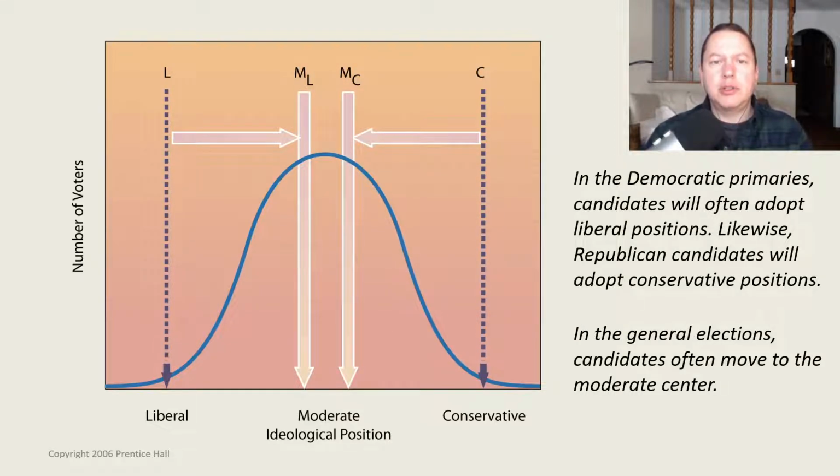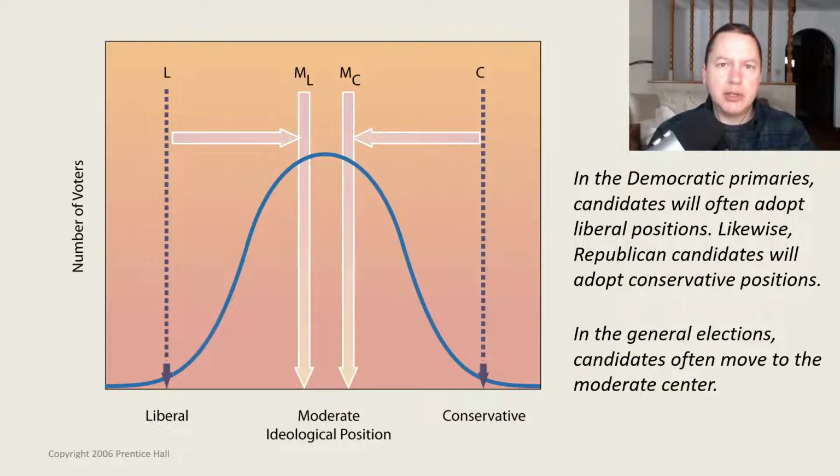This graph shows the left-right political spectrum. On the left, you see liberal. On the right, you see conservative. And then in the center is the moderate ideological position. In the Democratic primaries, candidates will often adopt liberal positions over on the left. Likewise, Republican candidates will adopt conservative positions over on the right.